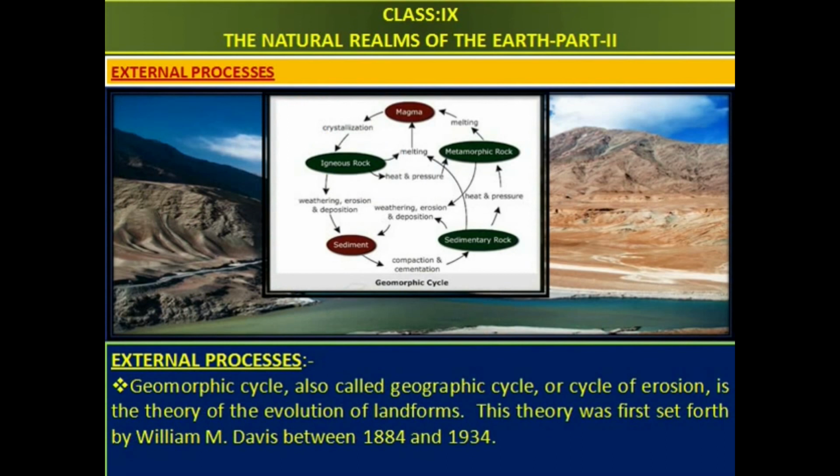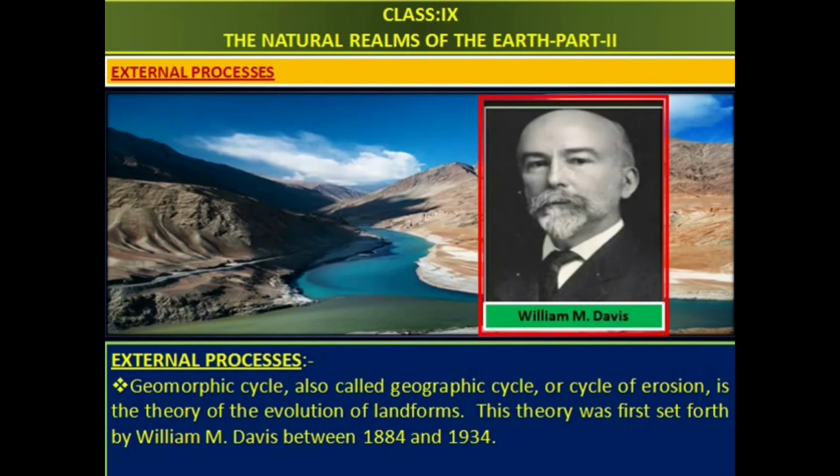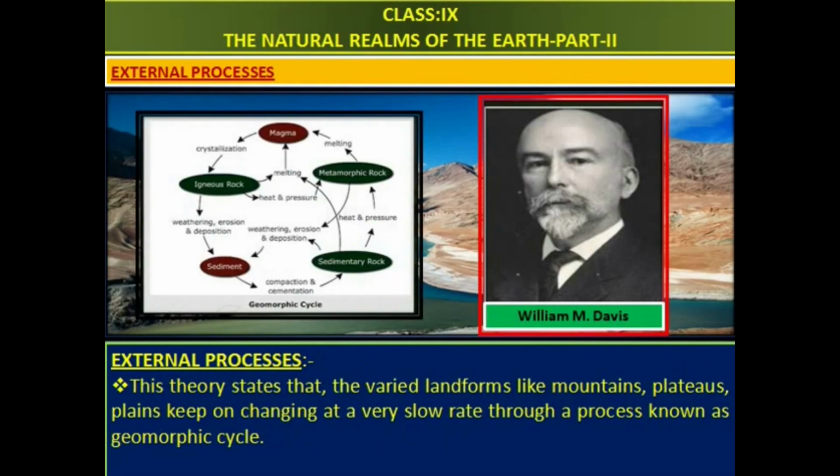The geomorphic cycle, also called the cycle of erosion, is a theory of evolution of landforms. This theory was first set forth by William M. Davis between 1884 and 1934. This theory states that the varied landforms like mountains, plateaus, and plains keep on changing at a very slow rate through a process known as the geomorphic cycle.